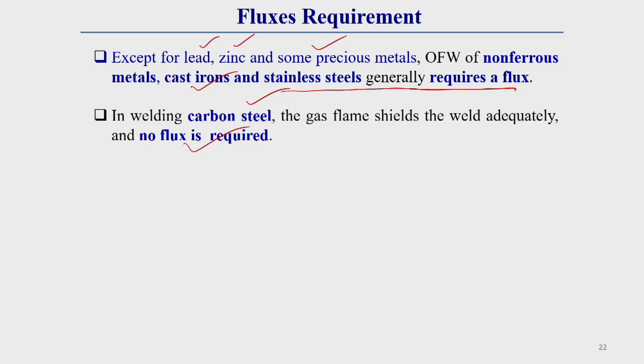Flux is required to protect the molten pool from the atmosphere. Some materials are there, which I will discuss subsequently. So, it is used to protect the molten pool from atmospheric contamination. So, flux is sometimes required in oxyacetylene welding, and sometimes it is not required. Where it is required, I have already told.